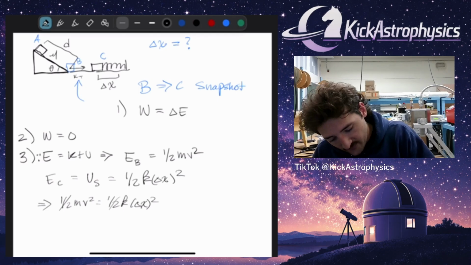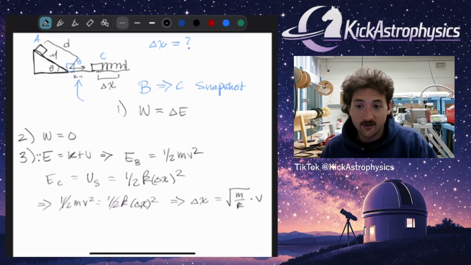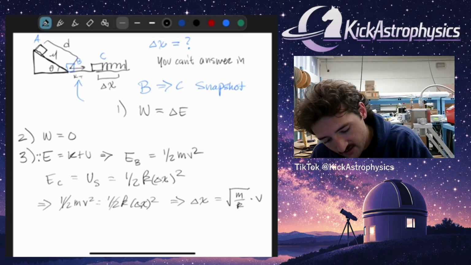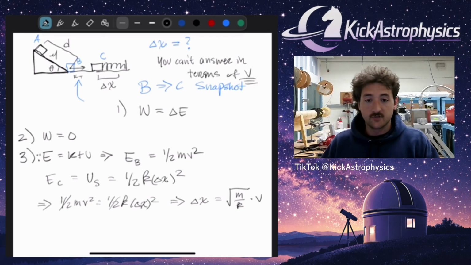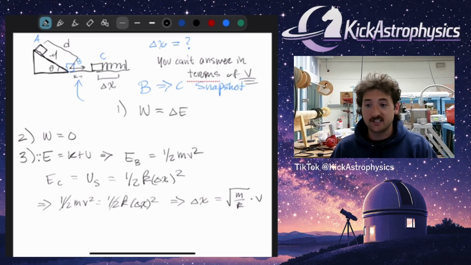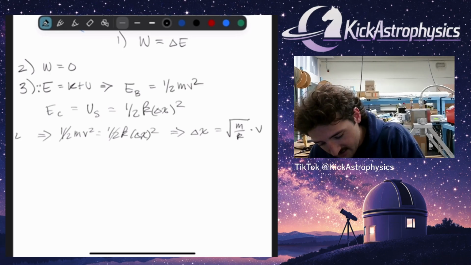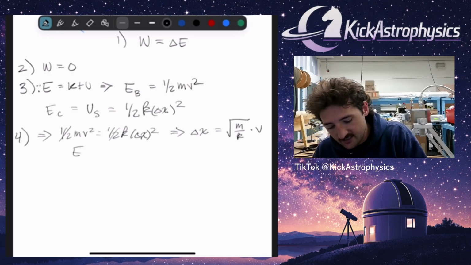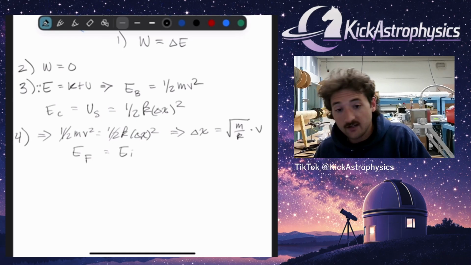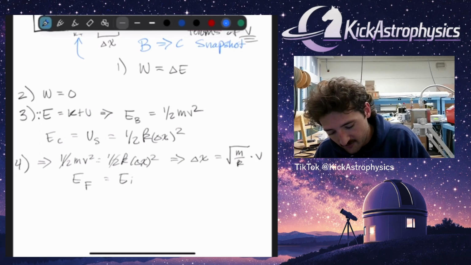We can cancel these, and we get that delta X will be equal to the square root of m over k times v, which is an okay answer, but let's say you can't answer in terms of v, which is pretty common in physics. You don't know what the final velocity is of the block when it reaches the bottom of the incline. So it's up to us to actually come up with some answer here. This is, again, I kind of cut forward and did step 4. This is EF equals EI. So now let's do the other snapshot. Let's do from A to B.